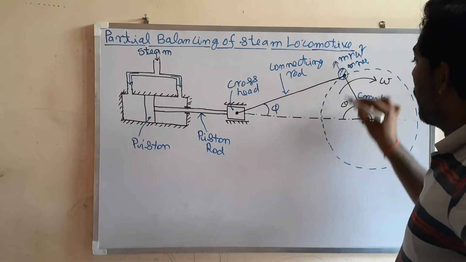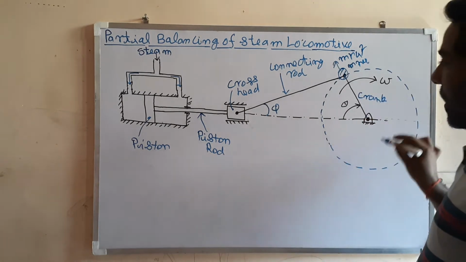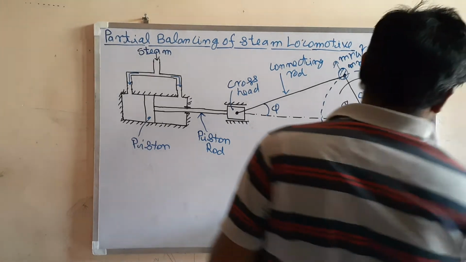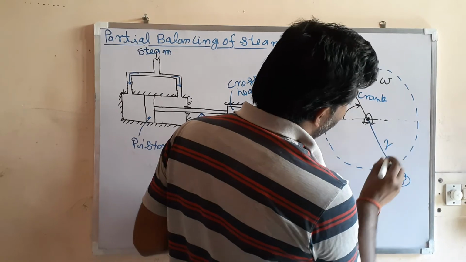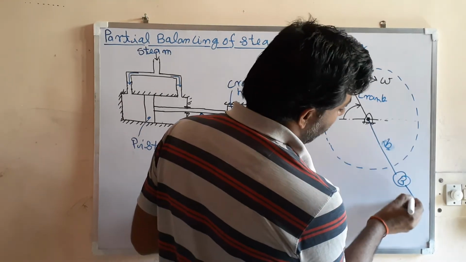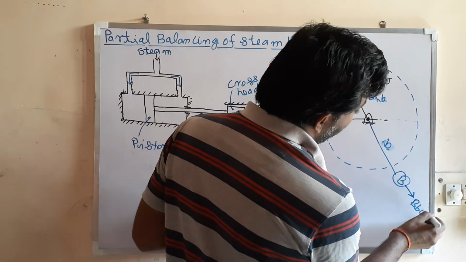So that will be m r omega square cos theta. That will be the unbalanced force. So how to balance that? Already I have discussed. In the opposite direction, we are putting a balancing mass capital B at a small radius b. So centrifugal force will be B b omega square.